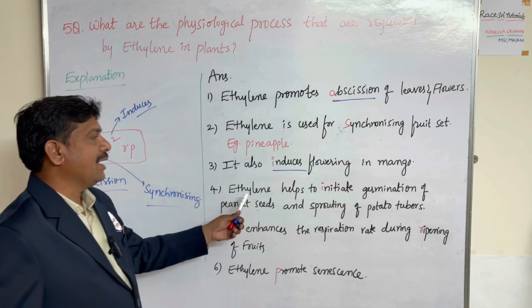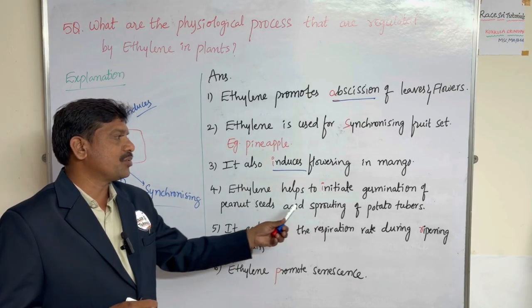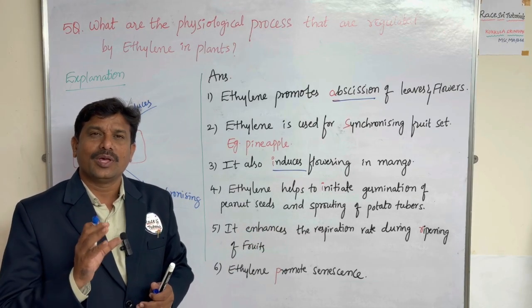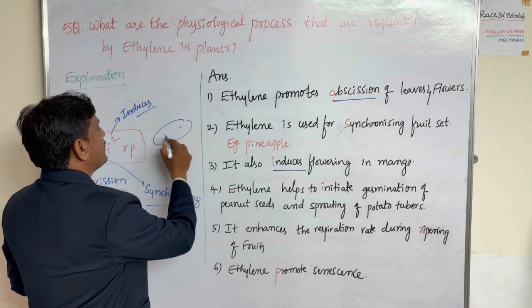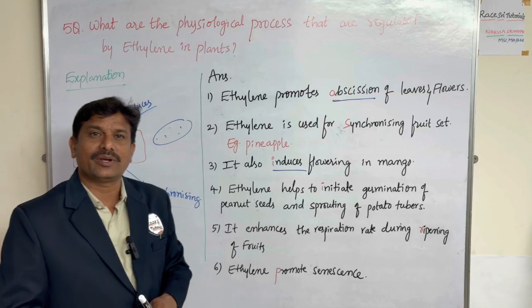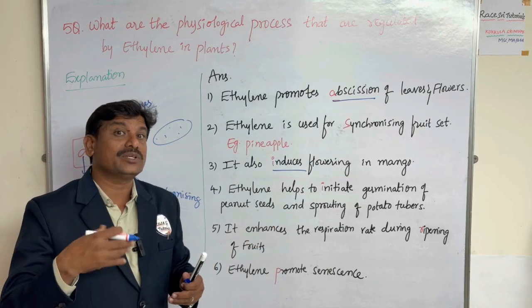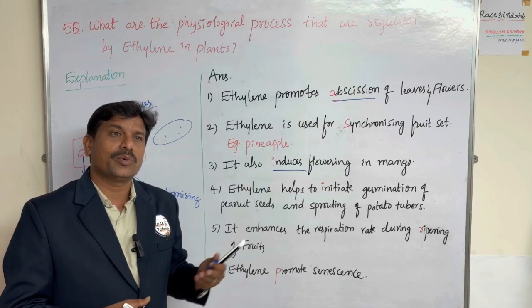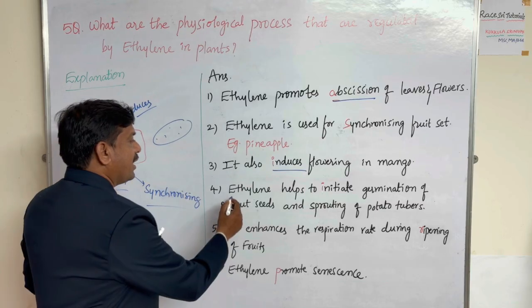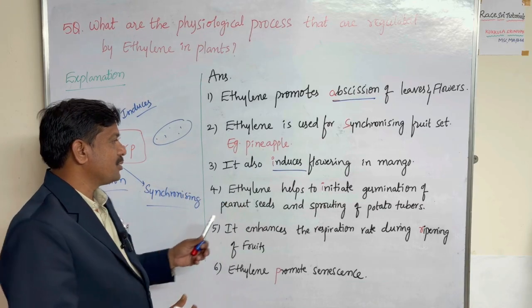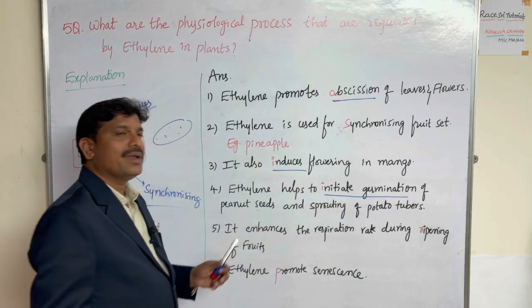And one more: it helps to initiate germination of peanut seeds and sprouting of potato tubers. You have observed on the surface of the potato so many structures, the eyes. It is helpful for vegetative propagation. That's why sprout formation, especially in potato tubers and peanut seeds, is useful, because ethylene is present. So this is the initiating of germination of peanut seeds.